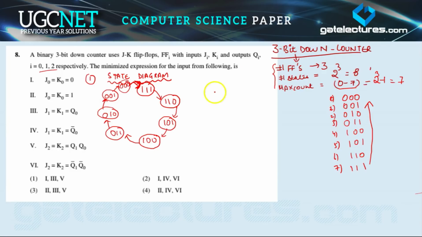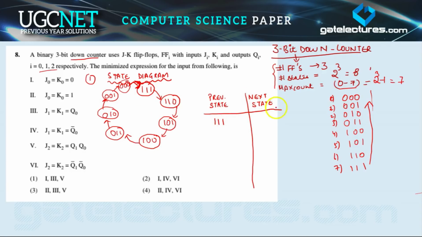Now if I draw the previous state and the next state table, this is the previous state and the next state. Now write it down. If my previous state is 1, 1, 1, the next state is 1, 1, 0. Why am I going from here to here? Because it's a down counter. If it were an up counter, then I would start from here to here, from top to bottom. So it counts like 7, 6, 5, 4, 3, 2, 1. That's why I go like this.